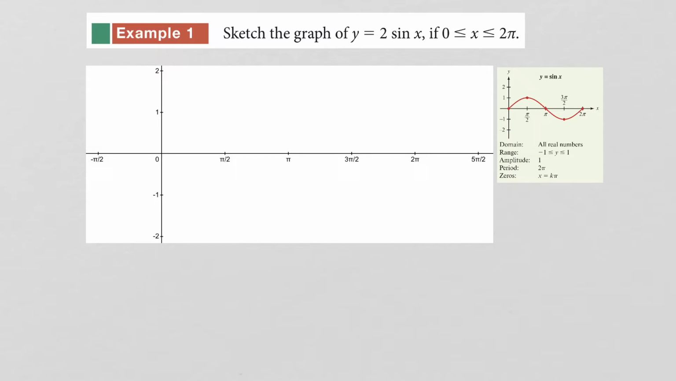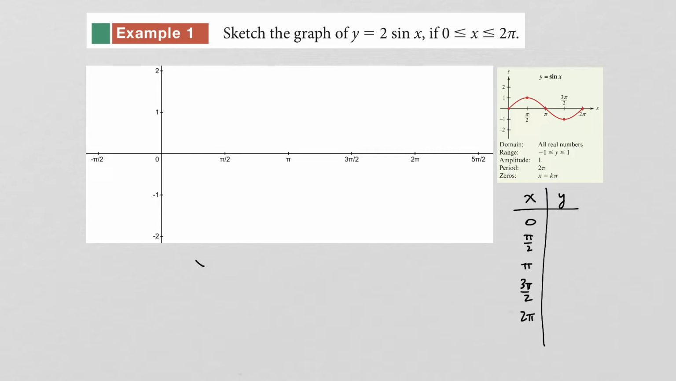Our first example is we'd like to sketch the graph of y equals 2 times the sine of x, and we're only interested in doing this between 0 and 2 pi. You'll see off to the side here, I have the basic sine graph as a reference. Now, to do this for the first time, let's go ahead and make a table of values. In my table of values, I'm going to plug in the x values 0, pi over 2, pi, 3 pi over 2, and 2 pi, and we'll calculate the corresponding y values.